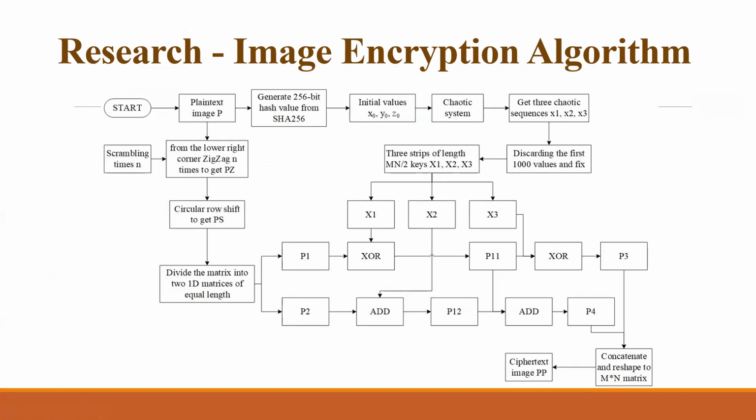Let's start from this picture. This picture is the flow chart of the algorithm. First, read the plain image and then obtain the initial value of the chaotic system through the hash function, performing a series of processing on the sequence generated by the chaotic system.